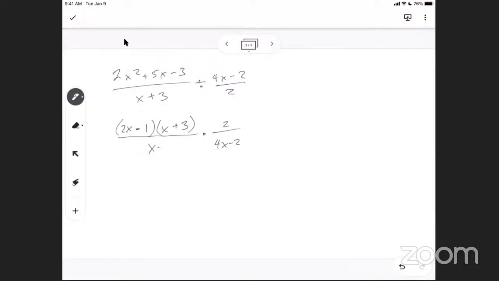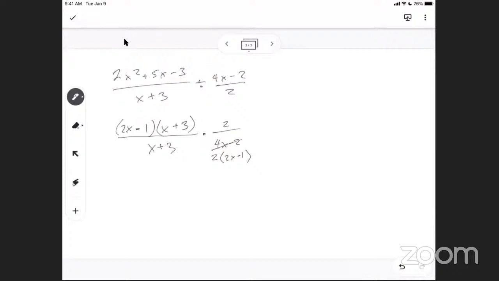And the bottom is just x plus 3. And of course, what can I do to this right here? The 4, can I pull something out of there? I can pull a 2 out, and it would be 2x minus 1, right? Yeah. So I'm just rewriting that. Okay.